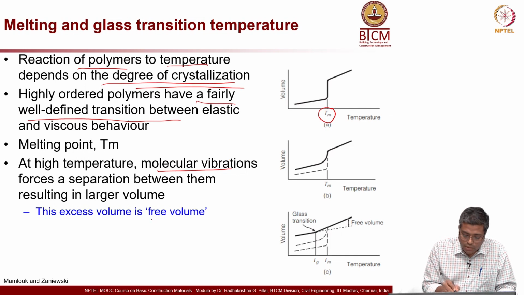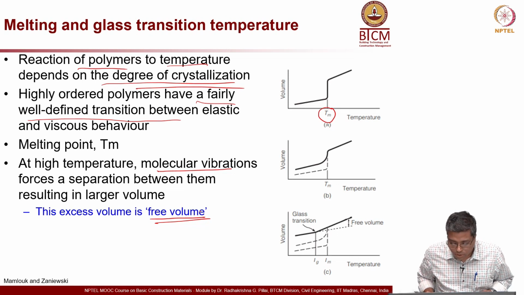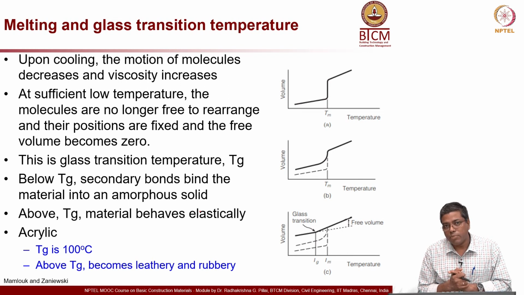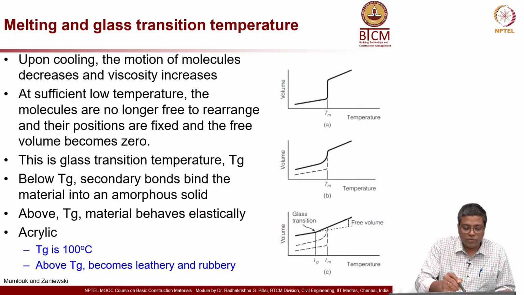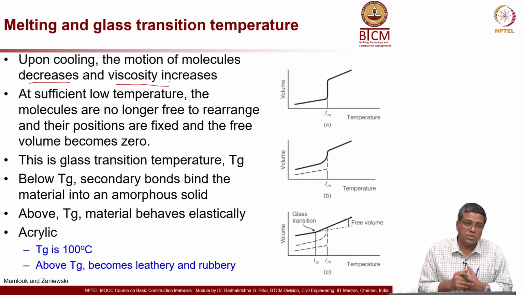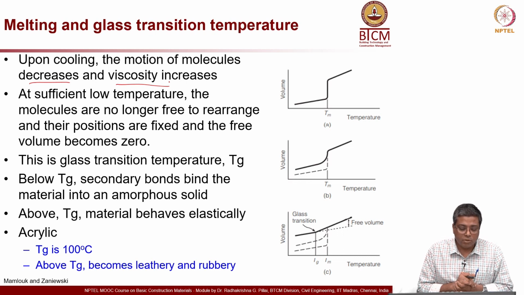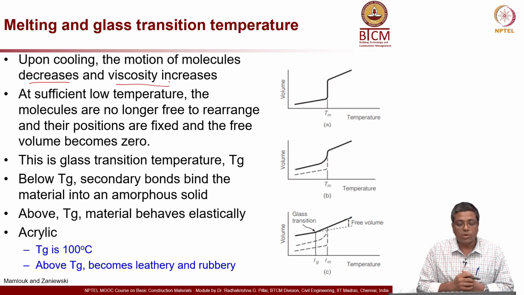Okay. Now, what is this larger volume? That is what we are calling free volume. Now, let me go to the next slide where upon cooling what happens. So, that was about the melting point, and upon cooling the motion of the molecules decreases and the viscosity increases, or in other words, it becomes more and more difficult for the material to continue to flow. Okay. So, the viscosity increases. So, we are going backward direction.